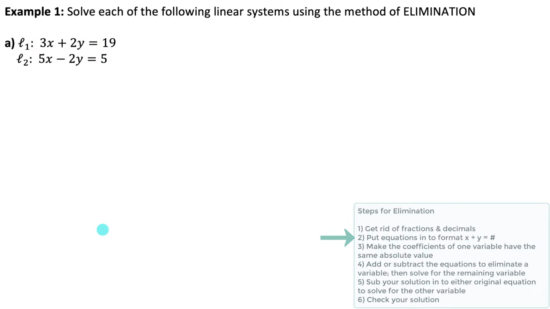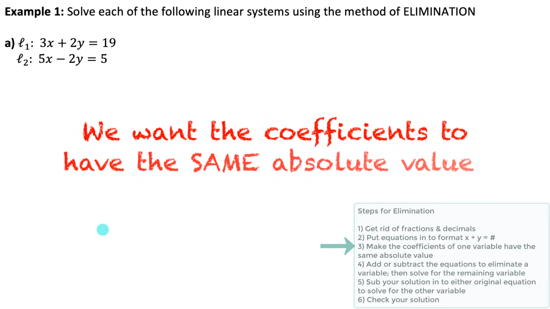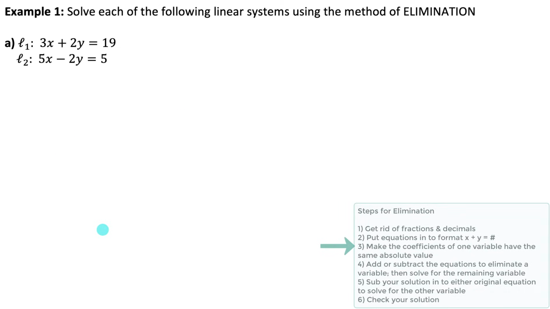Now both of these equations are already in that format, so we can move on to the next step, which tells us we want one of the variables in both equations, so either the x variables in both equations or the y variables in both equations, we want their coefficients to have the exact same absolute value. It could be the same sign or opposite sign, but we want them to have the same absolute value. And if you notice in these 2 equations, the y terms have coefficients that are the same absolute value. The absolute value of both of them is 2. In equation 1, it's a positive 2. In equation 2, it's a negative 2. But for the purpose of elimination, that's perfect.